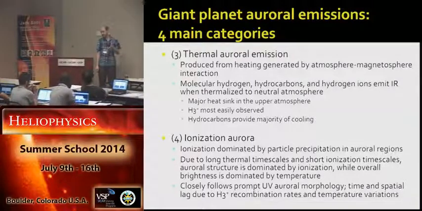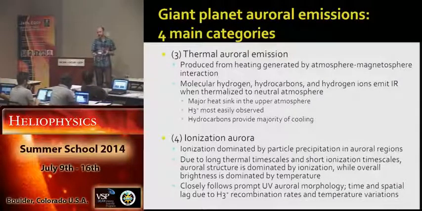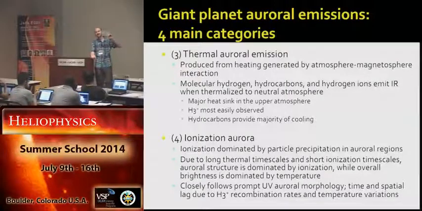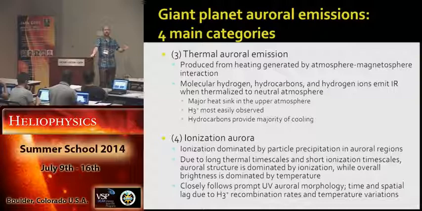There are two other categories that are sort of related, and if you're more like me and you're not really an auroral expert, you might bulk them together at some point. But let's try to distinguish them for now. So the first is thermal auroral emission. So this is thermal emission produced generally from heating of the upper atmosphere, and that heating is generated by ionospheric currents driven by precipitation, driven by the coupling to the magnetosphere.